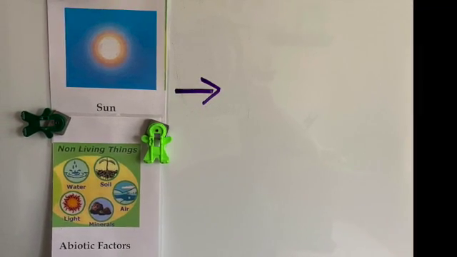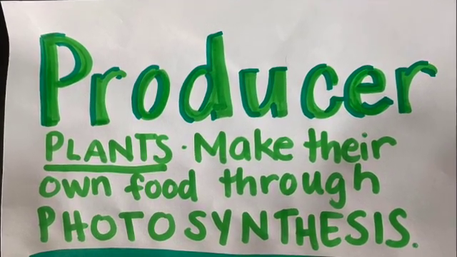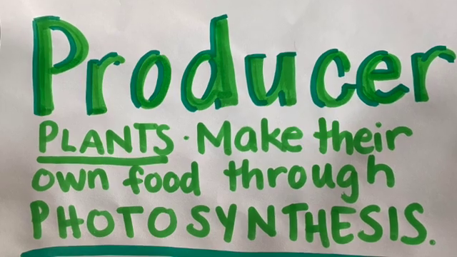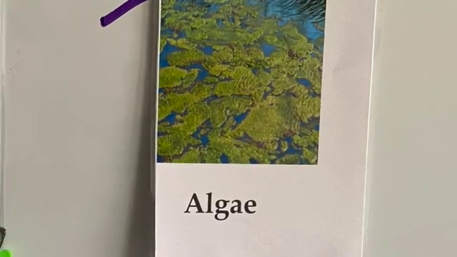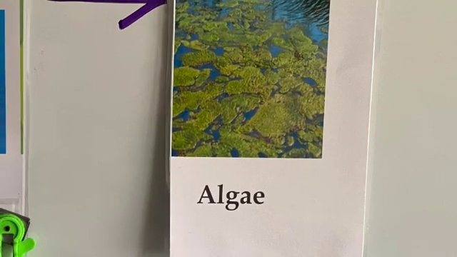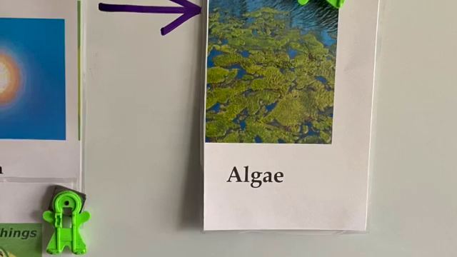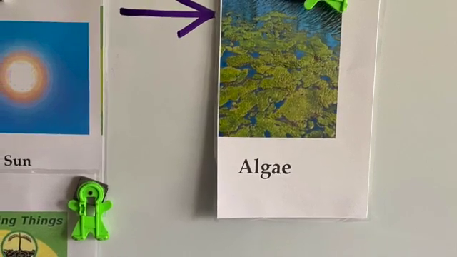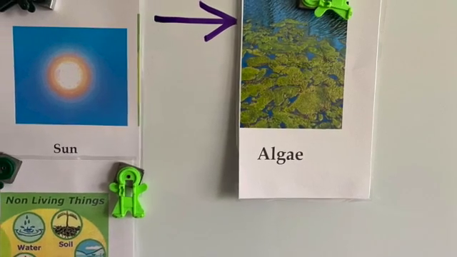That energy is going to go from the sun to a producer, which is a plant. It makes its own food through photosynthesis. And in this example, we're going to use algae. Algae is a producer that grows in fresh water. Most animals that eat plants will eat the pond algae, like ducks, fish, and insects. Algae is actually the name of a group. There are many different types of algae.